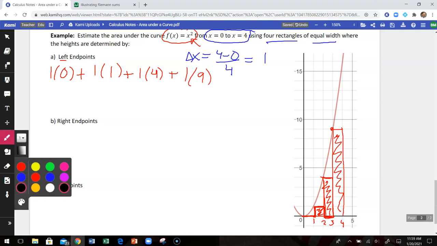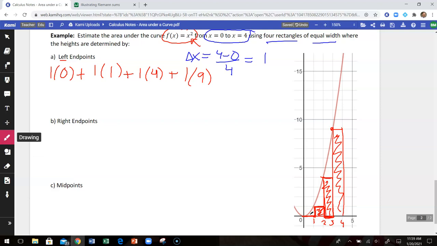Now, I hope you can see that this is an underestimate, right? Because I've got space here that I'm not counting. And we're supposed to go all the way to 4, so we're missing all this space up here too. But it's an underestimate. What I have is 4 rectangles, an area of a rectangle, an area of a rectangle, and so forth. I have 4 of those. What I'm going to do is add all those together, and that would give me 14. So my estimate for the area under the curve using left endpoints is 14.